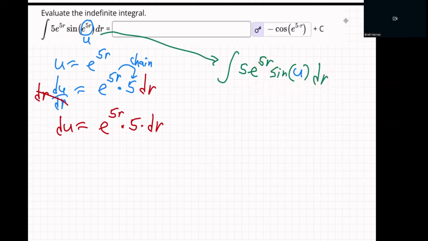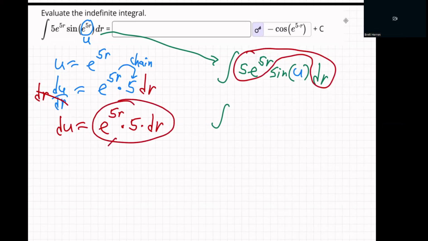So, what are we going to do? Well, it's going to be pretty easy, isn't it? You see it? Right here, 5, well, let's do it with the same color. 5 e to the 5r dr, 5 e to the 5r dr is du. It's easy. So this is just sine of u du.